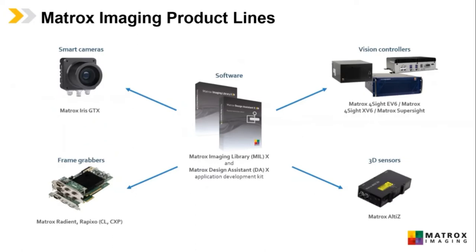A general overview of the Matrox product lineup: we have our software at the heart of it. We have the Matrox Imaging Library, which is a programmer's C, C++, C#.NET library with functions for anything in machine vision, things like pattern recognition, blob analysis, barcode reading. And our second package is called Design Assistant. This is a flowchart-based programming interface that enables you to build applications by simply configuring a flowchart.